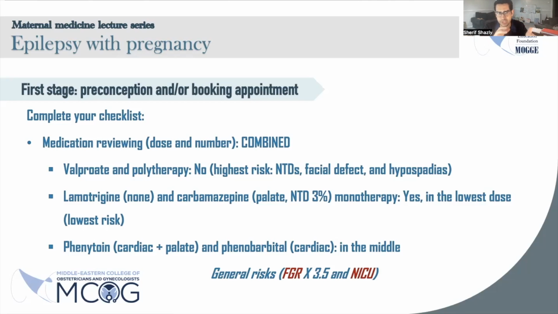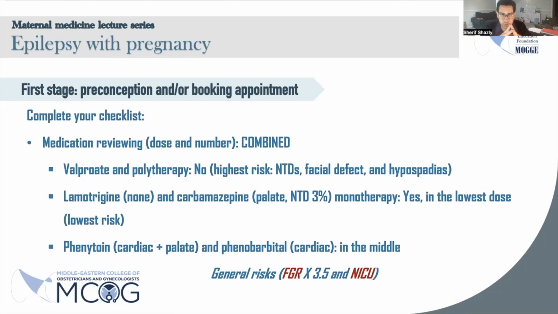There are 2 medications, just remember, starting with the term phen. So phenytoin, phenobarbital, these 2 medications are in the middle. So if you can't control things with lamotrigine and carbamazepine, then you may use the phenobarbital, the phen. Just remember that we have that weapon as a second line, the phenobarbital and the phenytoin. So the phenytoin is associated with cardiac and palate anomalies, or cleft palate basically, and phenobarbital is associated with cardiac anomalies to start with. So there's something in the middle if you can't control with the safer drugs.